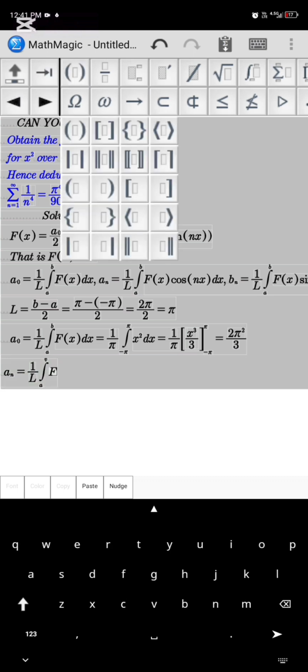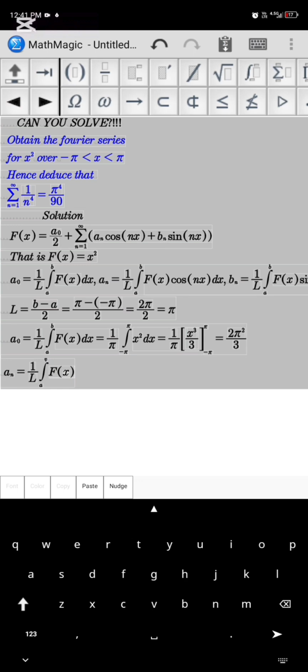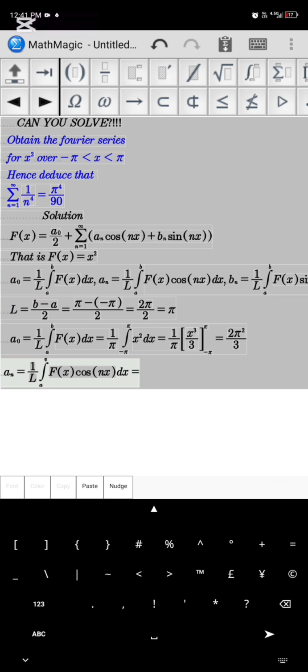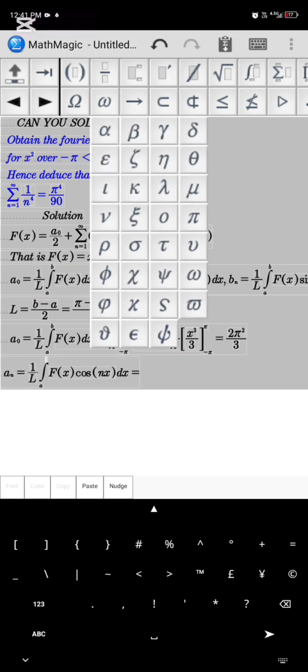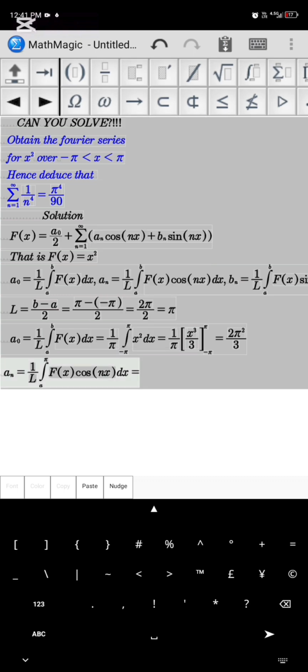But here we are going to have f of x cos nx dx. So f of x cos nx dx, and then our L is pi, a is minus pi, b is pi, and then our f of x is x squared. That one is very important. All right, so let's move on. We're just going to have 1 over pi.